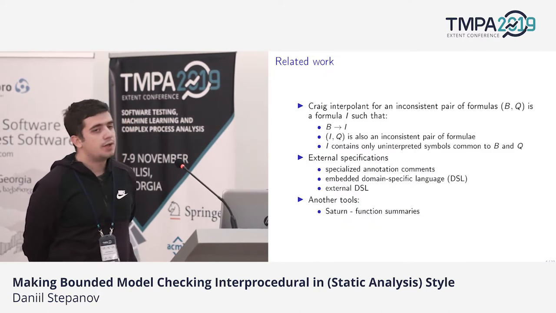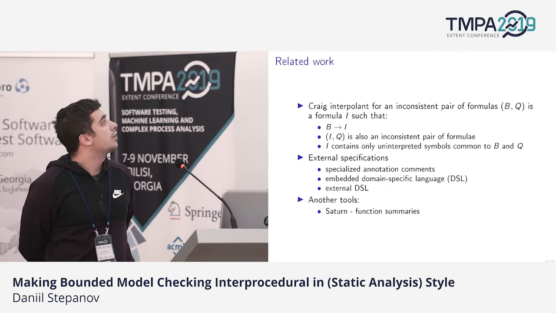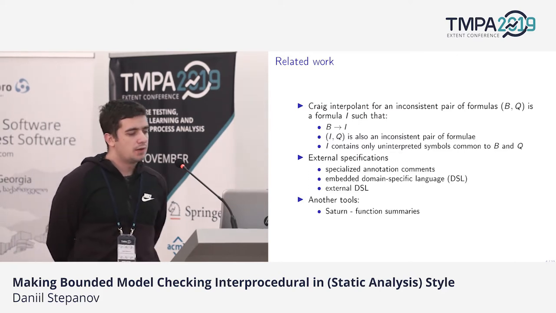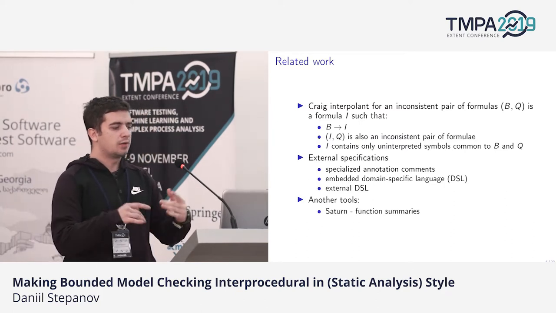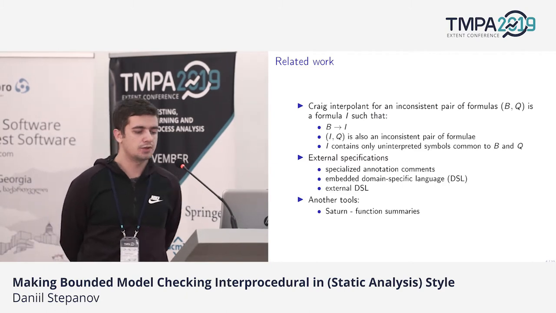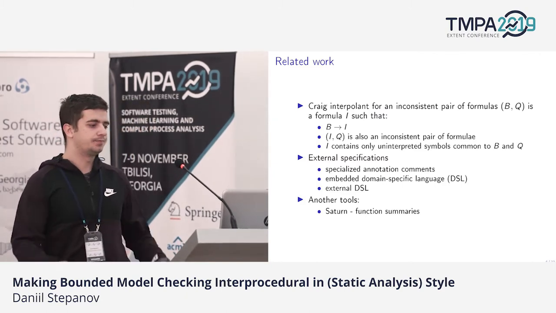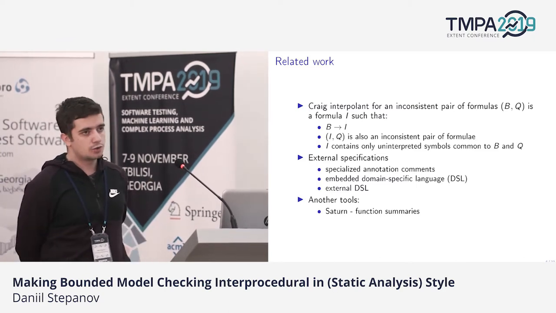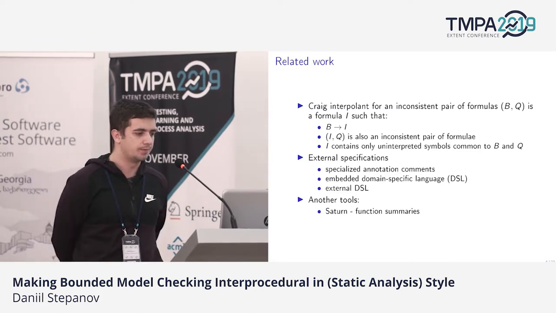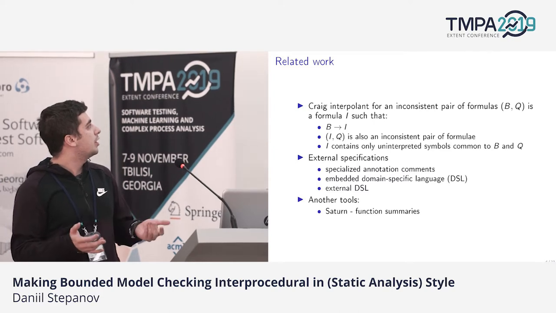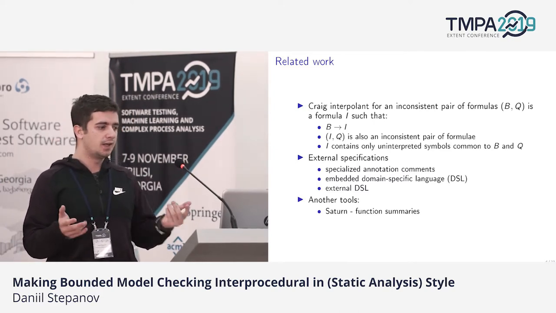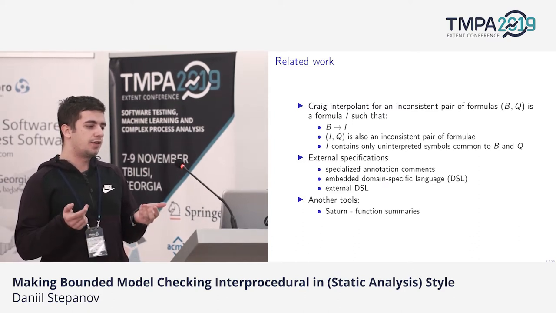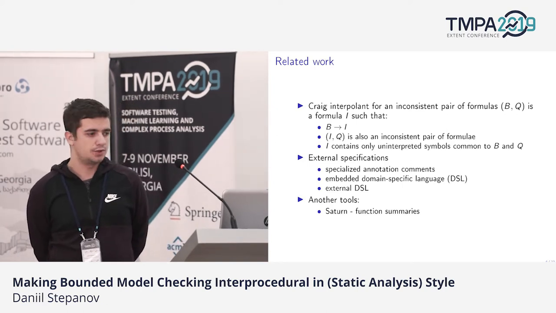There are several methods that try to deal with the inlining problem. One of them is Craig interpolant. The main disadvantage of this method is that a Craig interpolant can be built only for inconsistent formulas. In terms of BMC, it means that we can build a Craig interpolant only for a function that doesn't contain a bug. It's good, but it's not what we want to do. The next method is external specifications, which should be written manually, and this is the main disadvantage of the method. They can be written as special annotation comments using domain-specific languages.